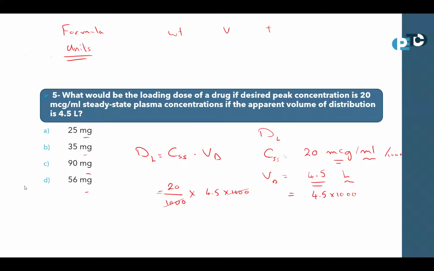Finally, you'll find that you can multiply directly, but you should do the step to avoid any mistake regarding the unit. So the answer here will be 90 milligrams. Do you have any question about this calculation problem?